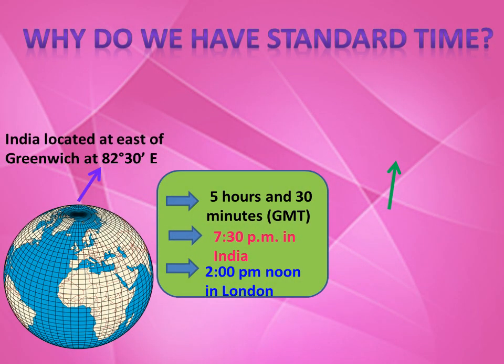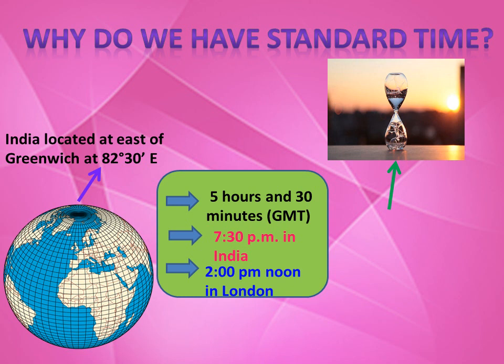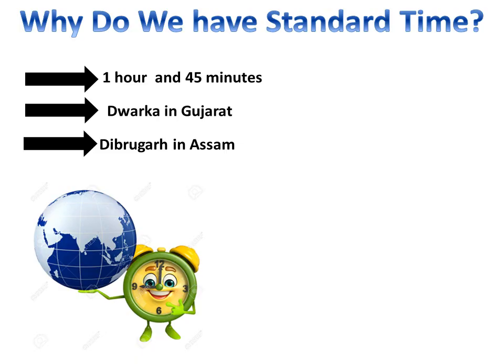Students, do you know why do we have standard time? Yes, India is located east of Greenwich at 82° east, which is 5 hours and 30 minutes ahead of GMT. So it will be 5:30 p.m. in India when it is 12 noon in London. It is obvious that all the places on a meridian of longitude have the same local time. As explained before, local time of places on different meridians varies.